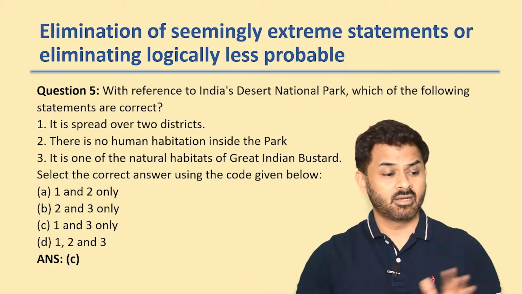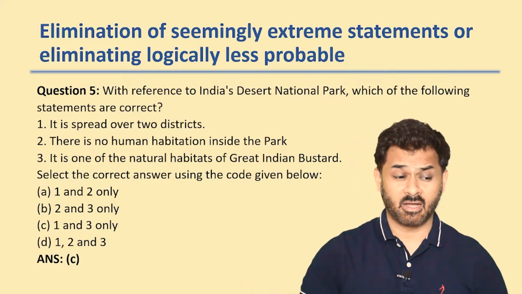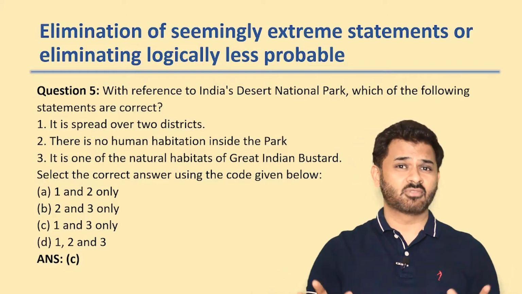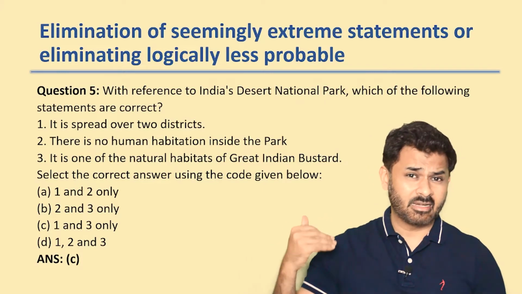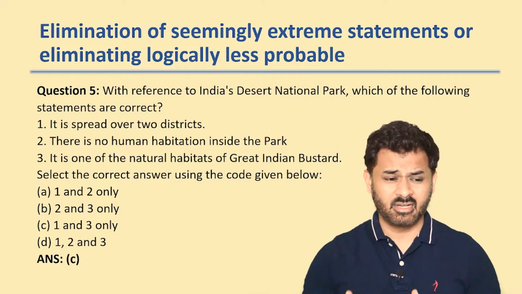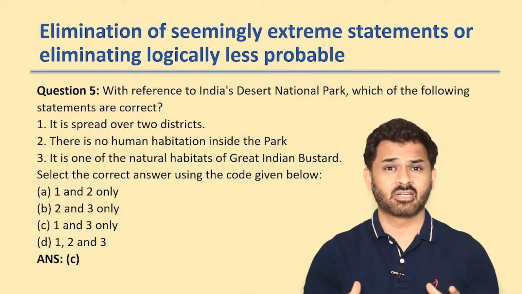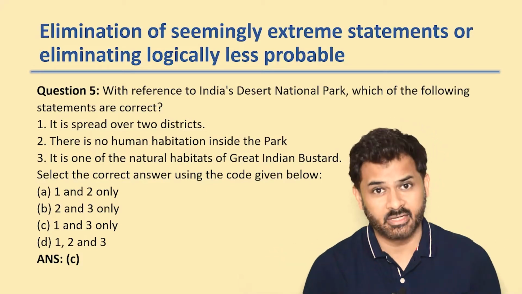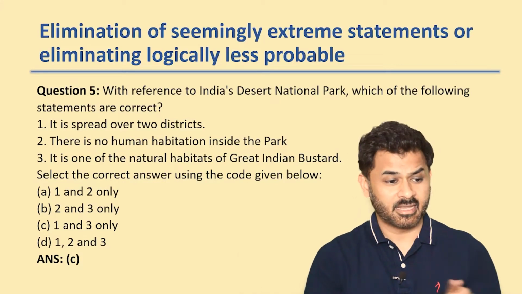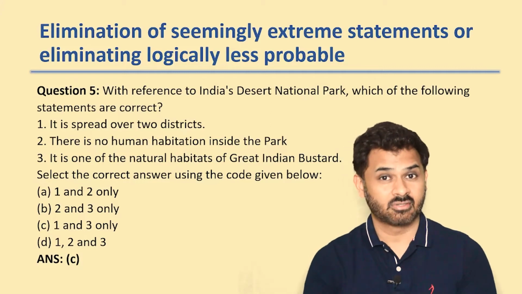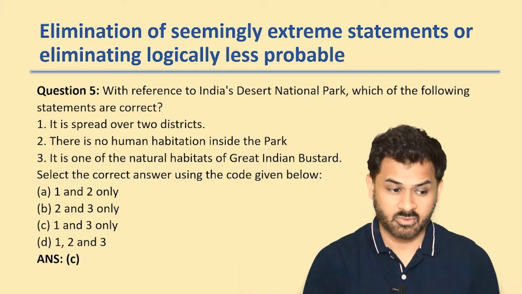The second one: there is no human habitation inside the park. No human habitation is like an extreme statement. It is less probable. When you put that in the category of national parks and zones, such areas will not be that restrictive, in the sense that there will be no human habitation altogether, right? So the second statement seems less logically probable. It's an extreme statement.